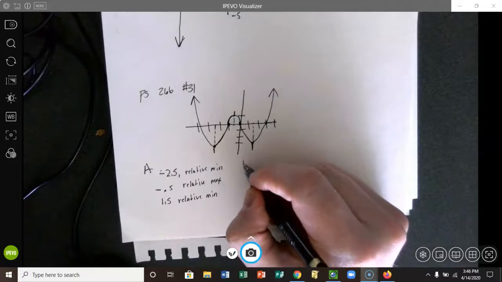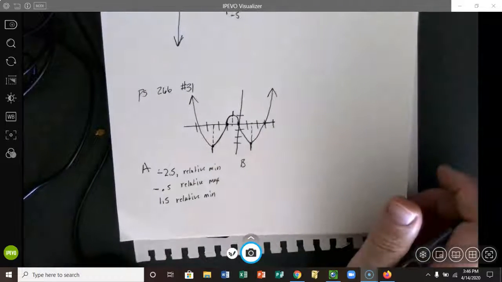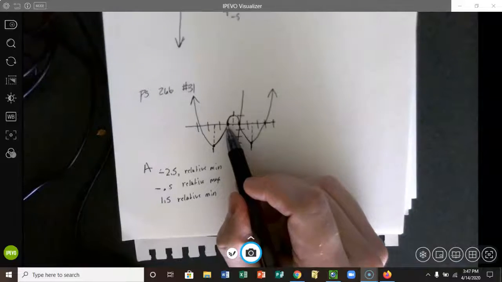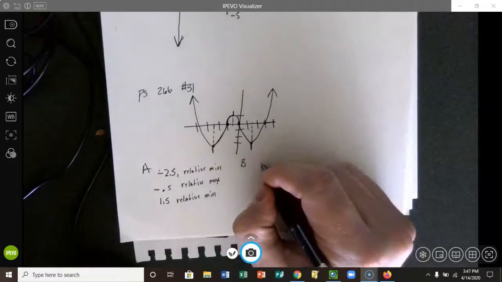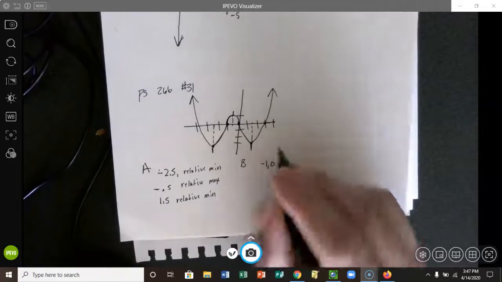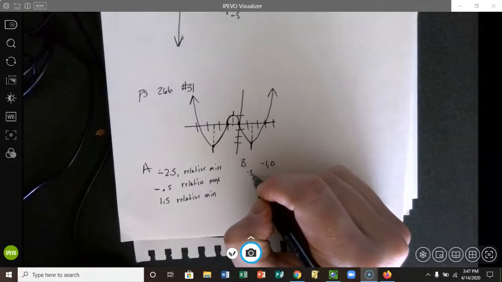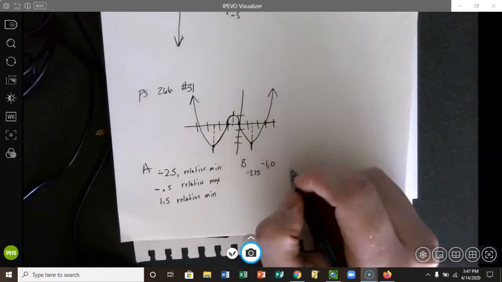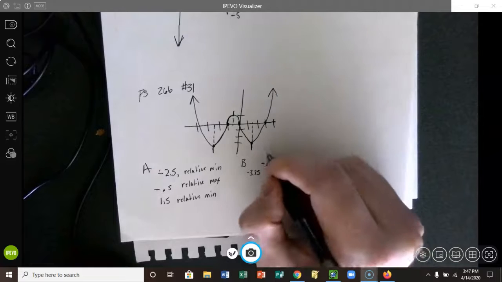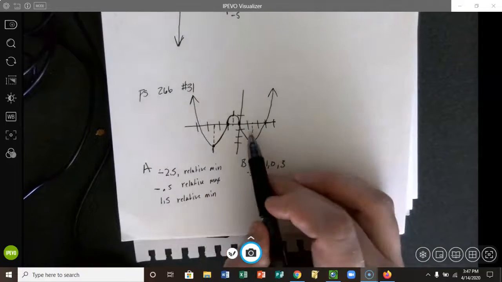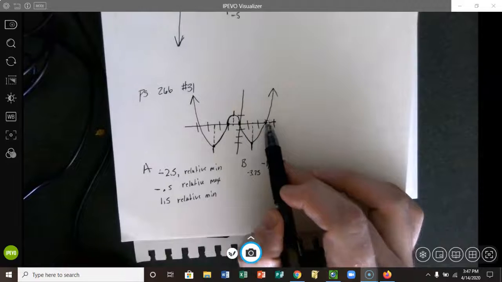Okay, so now we're looking at B. It says estimate the x-coordinate of every zero. So you can see we cross here at negative 1 and 0. And estimating, that's roughly negative 3.75 and then 3. And those are our estimates of the zeros: negative 3.75 for this one, negative 1, 0, and 3.